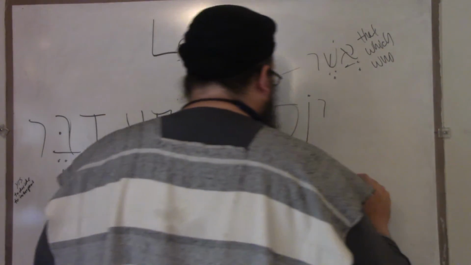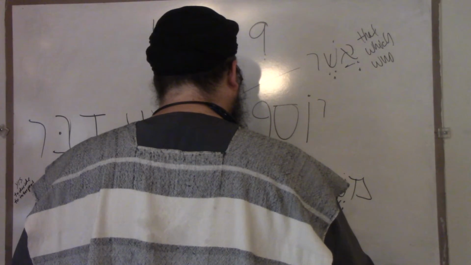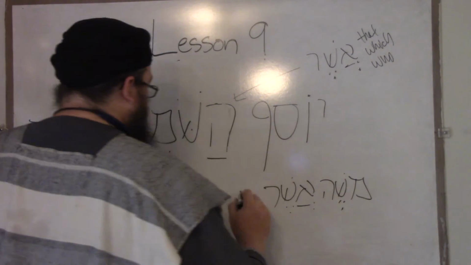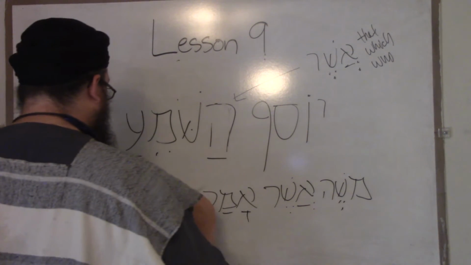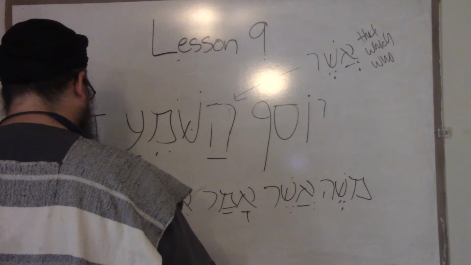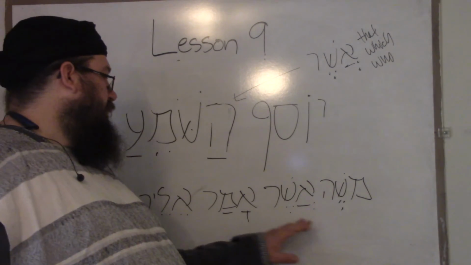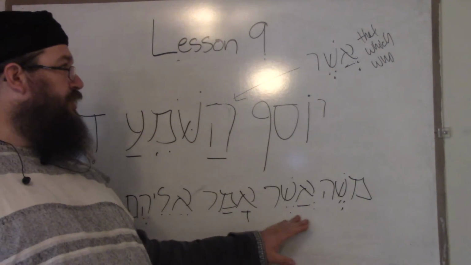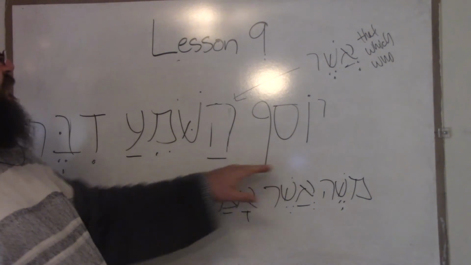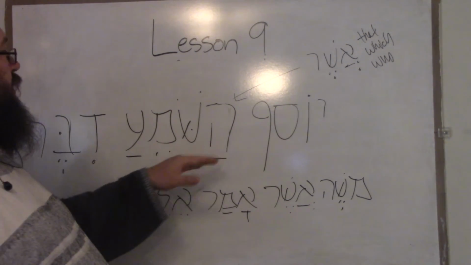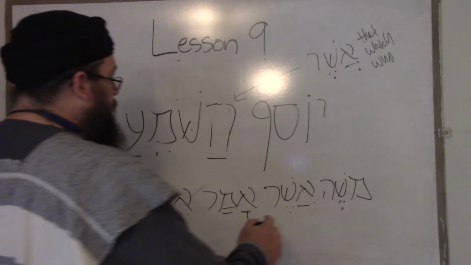So if I said here, Moshe asher amar alehem, Moshe asher hu amar, said unto them. Alright? The same thing is here. Yosef HaShomea. Yosef, who is listening, spoke. Okay? That's what we have to remember. The same thing.